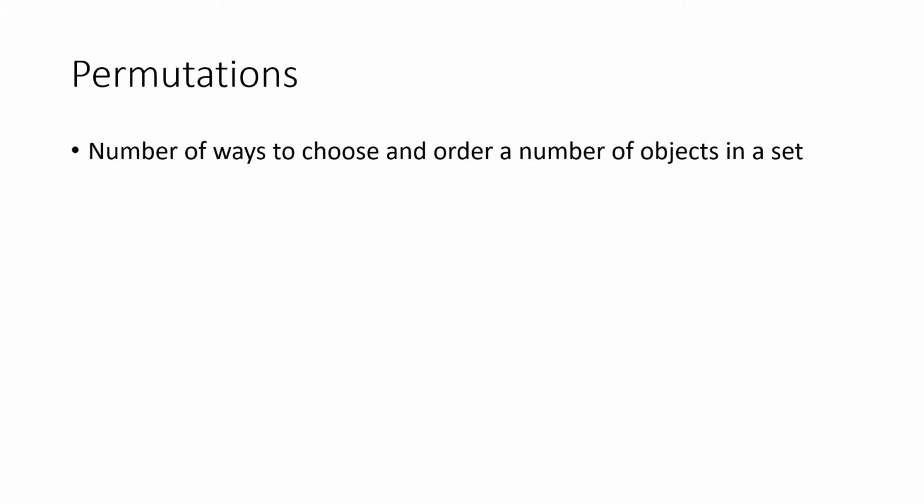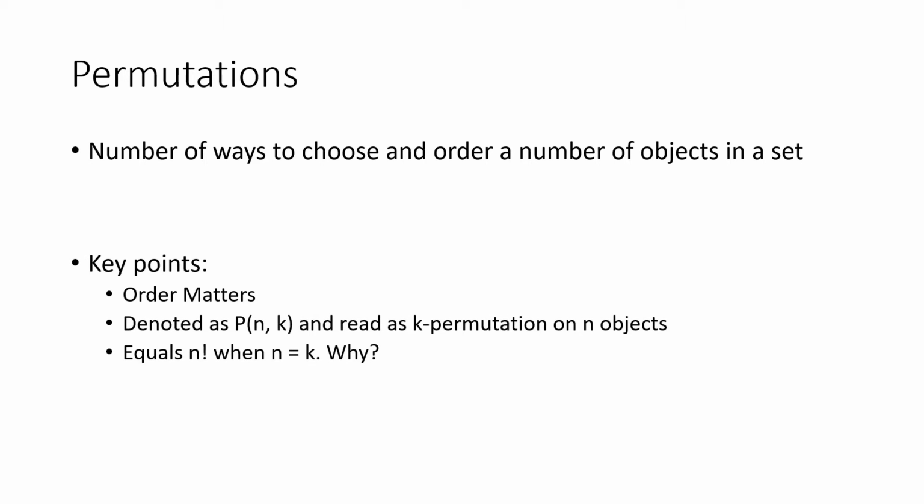So permutations are fundamentally the number of ways to choose and order a number of objects in a given set. Some key points to remember about permutations are: order matters. It's denoted as P(n, k) and read as k permutation on n objects. Additionally, it always equals n factorial when n equals k, and we'll see why that is later in the presentation.